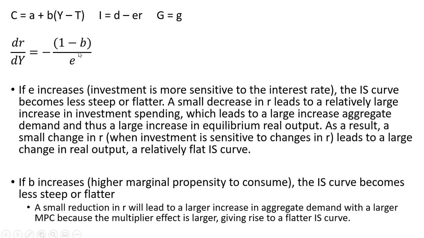Another thing to notice in this slope formula is b, the marginal propensity to consume. If the marginal propensity to consume increases, the IS curve becomes less steep, or flatter. Here, a small reduction in R will lead to a larger increase in aggregate demand with a larger MPC, because the multiplier's effect is larger when you have a larger marginal propensity to consume. Once again, this will give rise to a flatter IS curve.